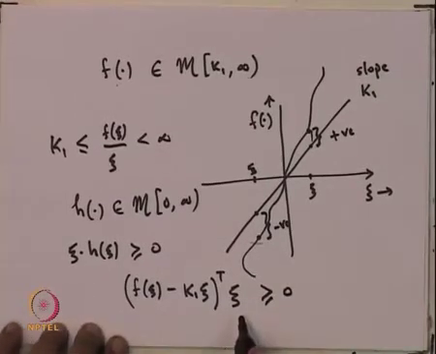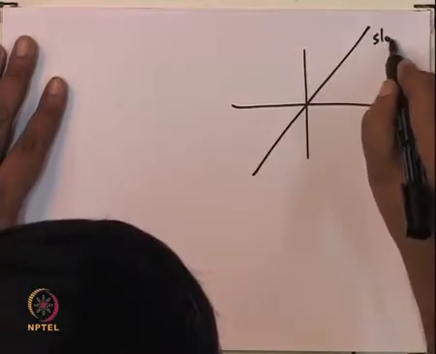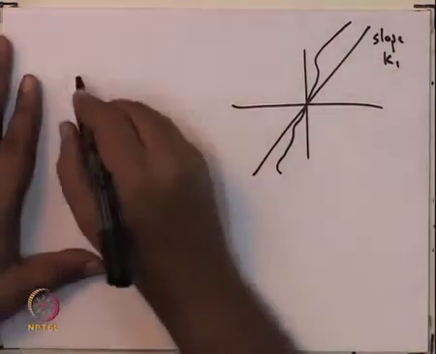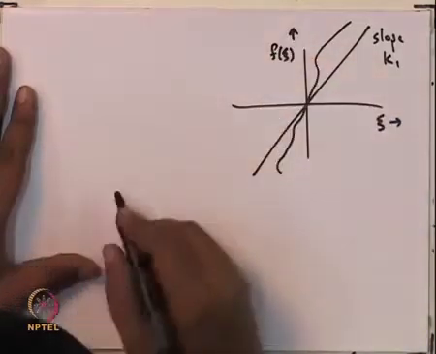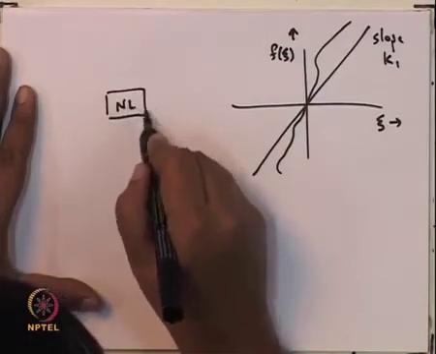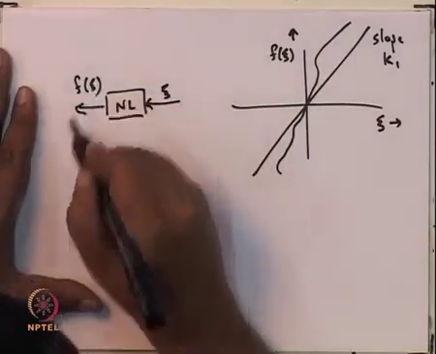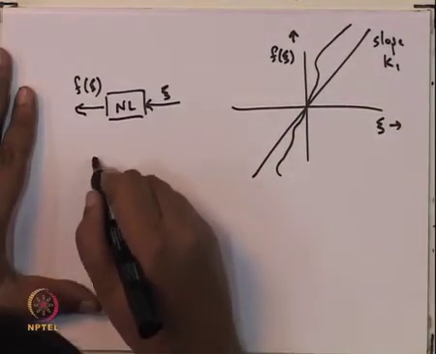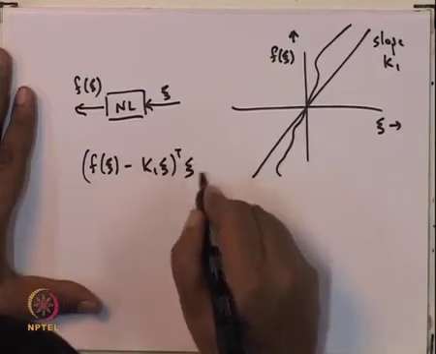Now, if this condition is satisfied, then this is what we do. This is slope K1 and you have a nonlinearity like that. What we had just written was, the input of the nonlinearity is psi and f of psi is the output of the nonlinearity. So, one way we could characterize such a nonlinearity is by this quadratic form, which is f psi minus k1 psi transpose psi is greater than or equal to 0.